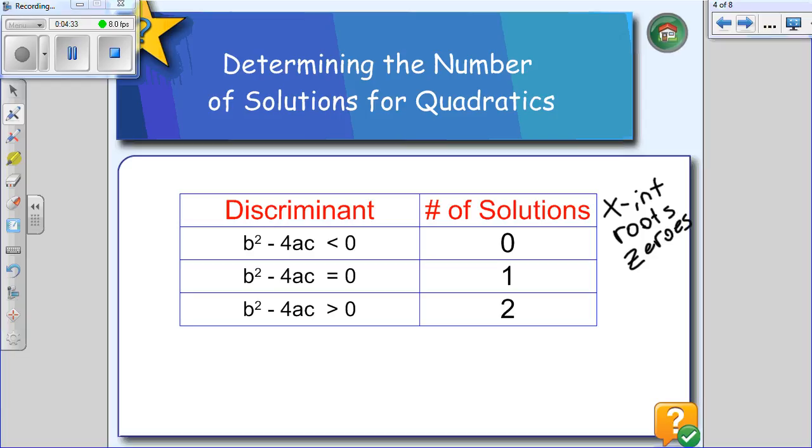Aaron. The answer. So when you plug in the B, the A, and the C value, if it's less than 0, you have no solutions. When you plug those numbers in, if it's equal to exactly 0, you get 1 solution. And if it's greater than 0, you get 2 solutions.